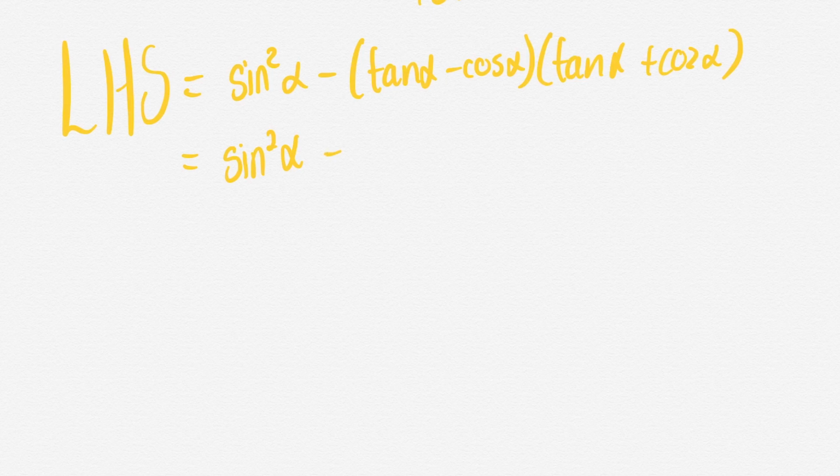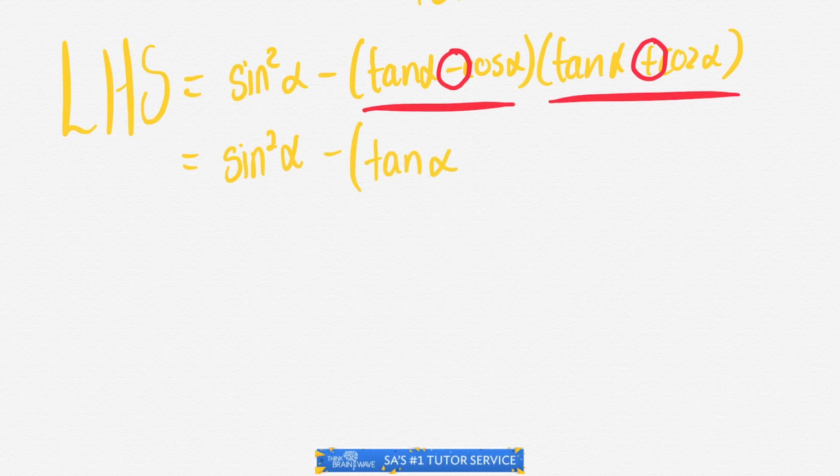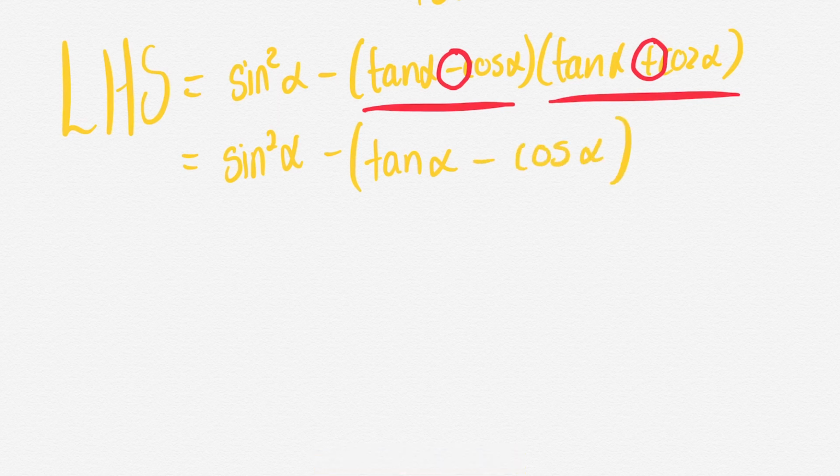Right, we can't do much to sine squared alpha. However, we've got the difference of squares essentially. So what do we do here? You put in brackets, we say tan alpha minus cos alpha, and then square it out. There we go. That's a basic difference of squares.